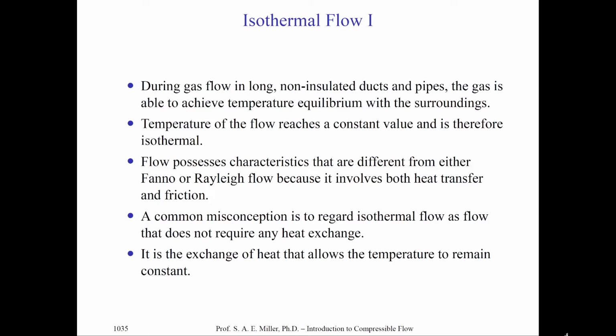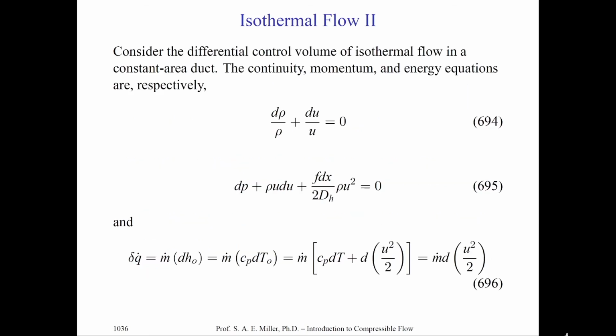Let's analyze an isothermal flow. Once again, we'll start with the continuity, momentum, and energy equations, which we've written on this slide. And these are very much similar to the previous ones. For example, d rho over rho plus du over u is 0. It's a steady conservation of mass equation. The same happens for 695. We have pressure, a momentum term, the friction in the numerator and diameter in the denominator is balanced to 0.